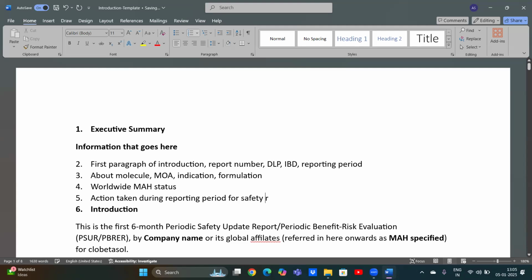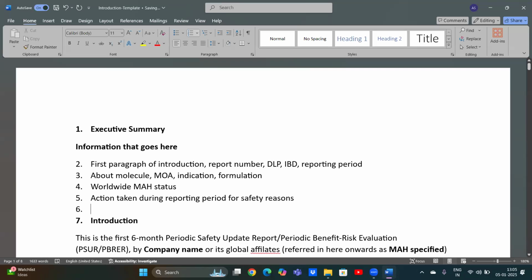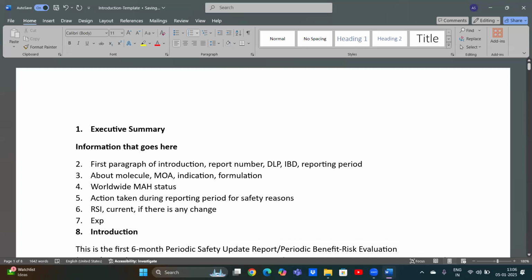For safety reasons, in this section, if there is any action taken, then you will write it here. Otherwise, no need to mention that there was no action taken for safety reasons. Then for RSI information, what current RSI you are using. If there is any change, then write the change in short, not like you are presenting in section 4. After that, exposure data. Just the final exposure number.